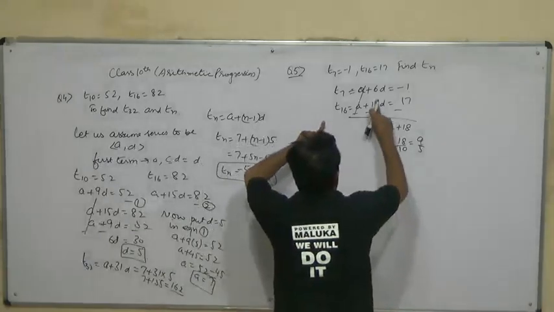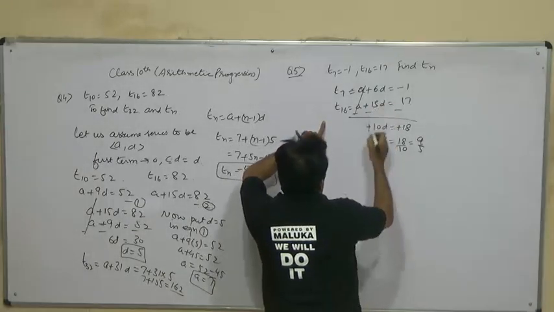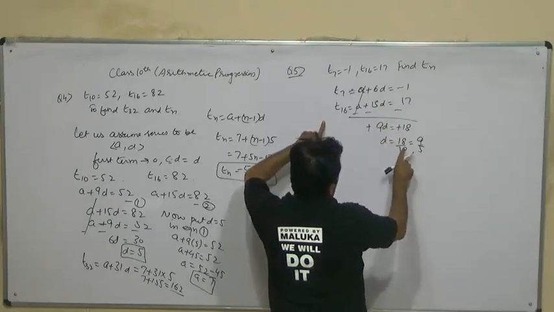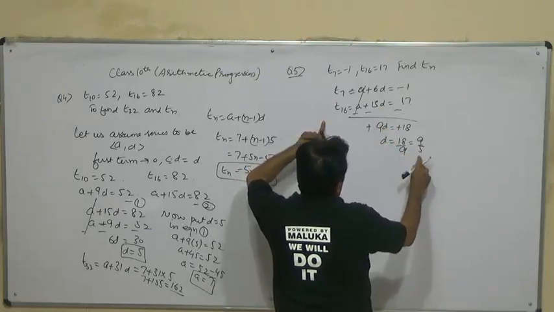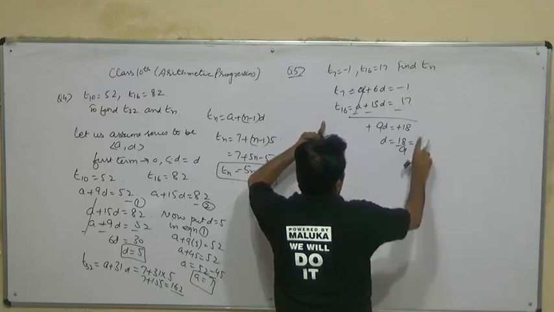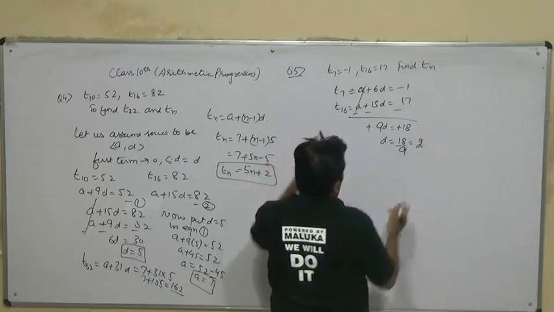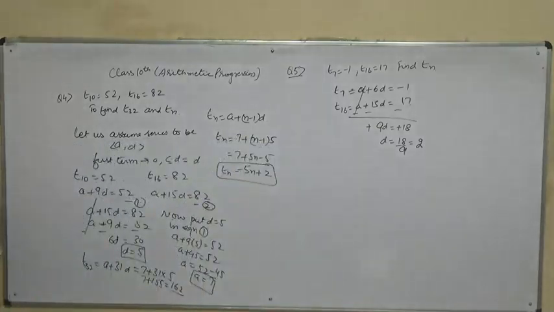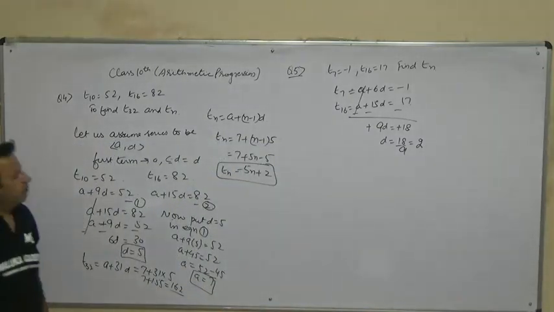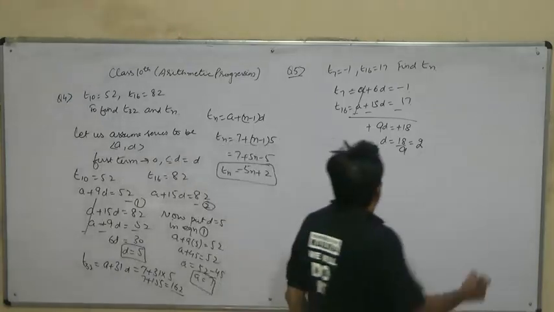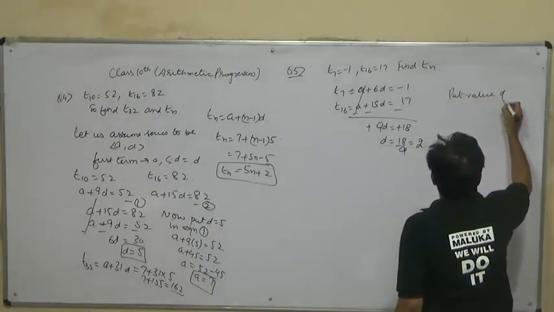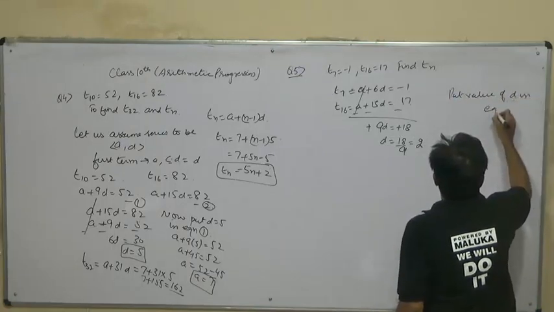So this is 18 by 9 which is 2. Value of D is 2 here. So when we get the value of D, put the value of D to get the value of A. So put the value of D in equation 1.